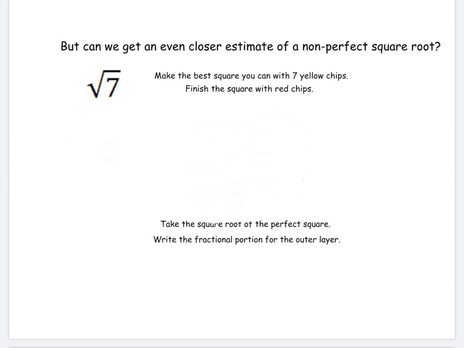Now I want to take a look at how we can get an even closer estimation, even more than what it's between and what it's closer to. So let's take a look at the square root of 7. It tells you in the instructions to make the best square that you can make using 7 yellow chips. So if I'm talking squares, remember our list of perfect squares. We had 1, 4, 9, 16, etc.